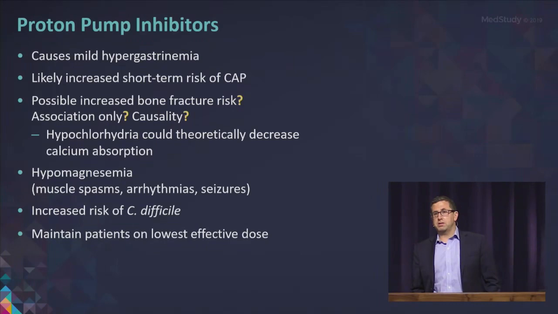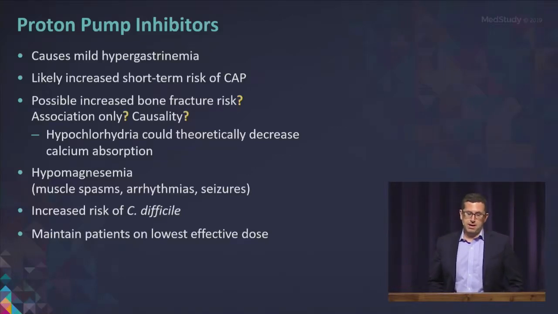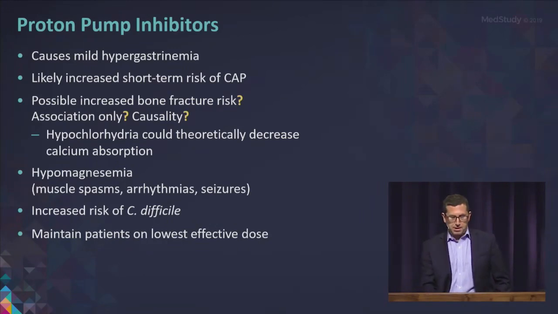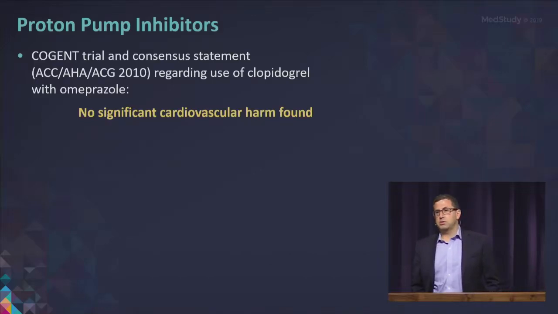One key thing that PPIs could do is lead to very low magnesium levels in patients, and that could lead to muscle spasms, arrhythmias, and seizures. I've seen several cases of that. It also increases your risk for C. diff. So you really want to discuss the risks and benefits of PPI with your patients, make sure that the indication is really there, and keep them on the lowest effective dose for the shortest amount of time. And in terms of the question that came up several years ago, whether it interferes with Plavix, the answer is no. This is the trial that showed that. There's no significant cardiovascular harm when you have people on concurrent PPI and Plavix.